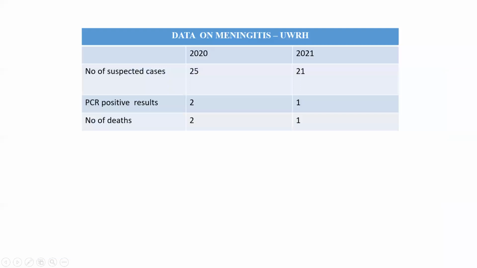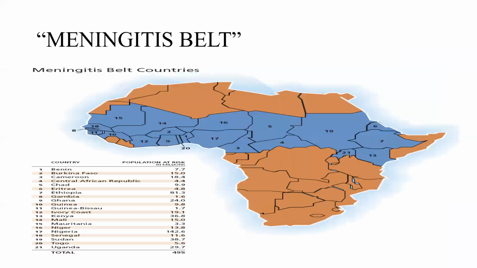In the Upper West Regional Hospital, in the year 2020, we had 25 suspected cases, out of which 2 were confirmed by PCR, and unfortunately, we recorded 2 deaths. In 2021, we had 21 suspected cases of meningitis, 1 confirmed with positive PCR results, and 1 unfortunately passed on. So this is a map showing the meningitis belt, which spans from Ethiopia in the east to Senegal in the west.